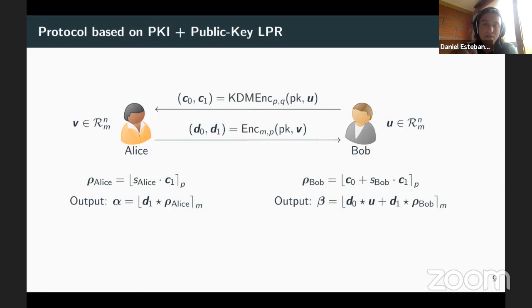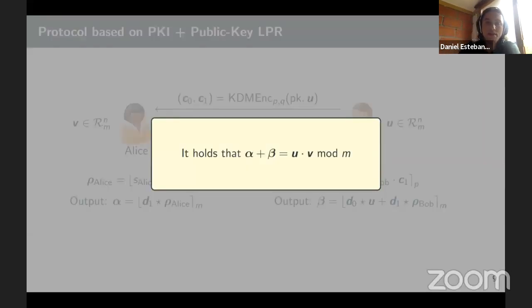And again, this is the second part of the observation at a very high level. This is running the decryption circuit in MPC again. And this will leave the parties with shares of U times B. Alpha plus beta will be equal to U times B mod M, which is essentially what the OLE relation wanted us to achieve. So this is our first construction for OLE.